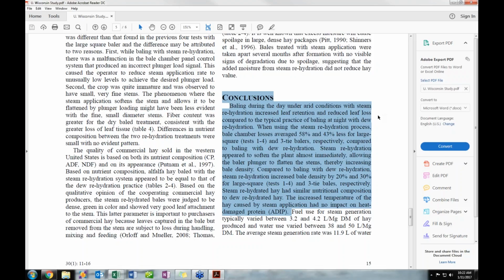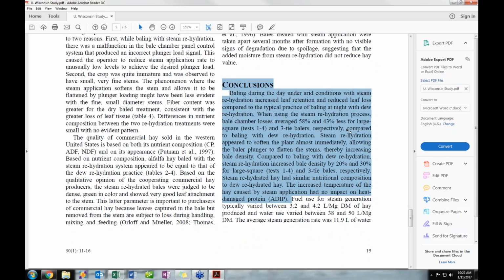So the conclusions on the leaf loss study: baling hay during the day under arid conditions with steam rehydration increased leaf retention and reduced leaf loss compared to the typical practice of baling at night. So when using steam rehydration, bale chamber losses averaged 58% and 43% for large square and 3-tie balers, respectively.